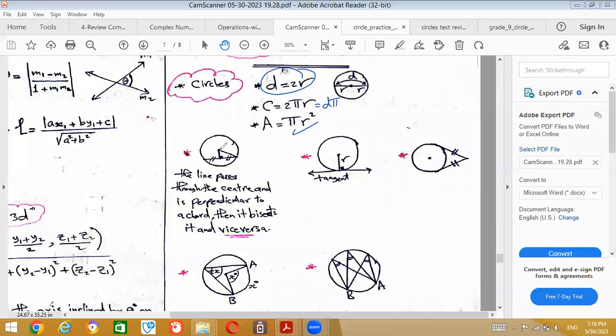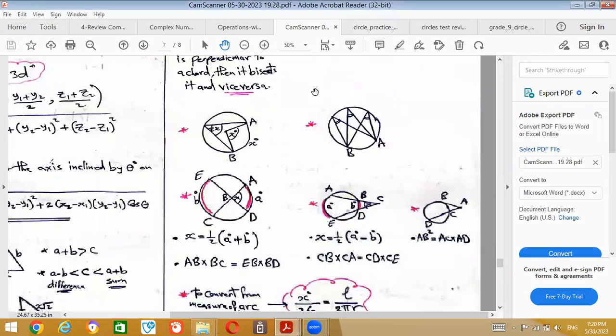In the circle, the line that passes through the center and is perpendicular to the chord, okay, then it bisects the chord, and vice versa. And if it bisects the chord, then it's perpendicular. In the circle, the radius or the diameter is perpendicular to the tangent, okay. In the circle, the two tangent segments which intersect at a point outside the circle are equal in length, okay.